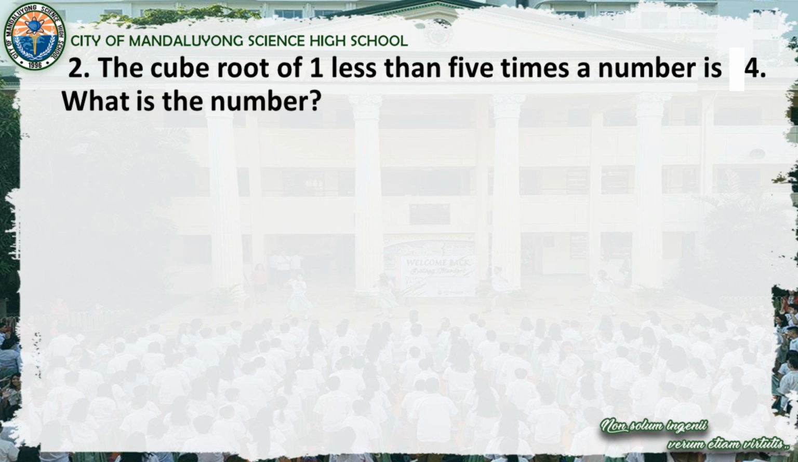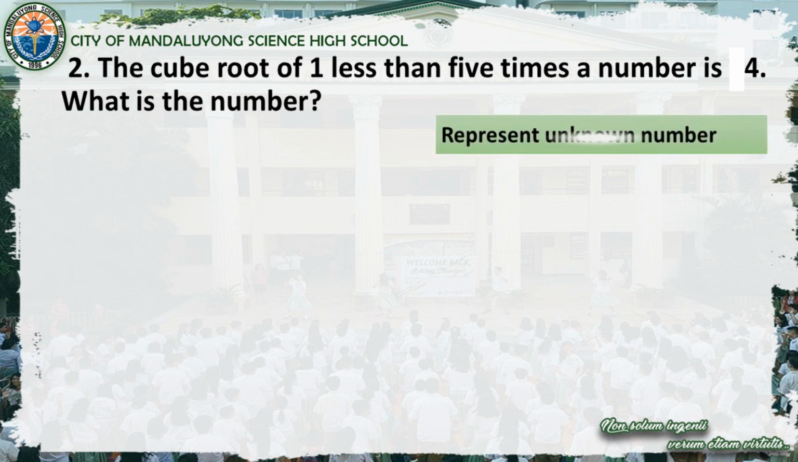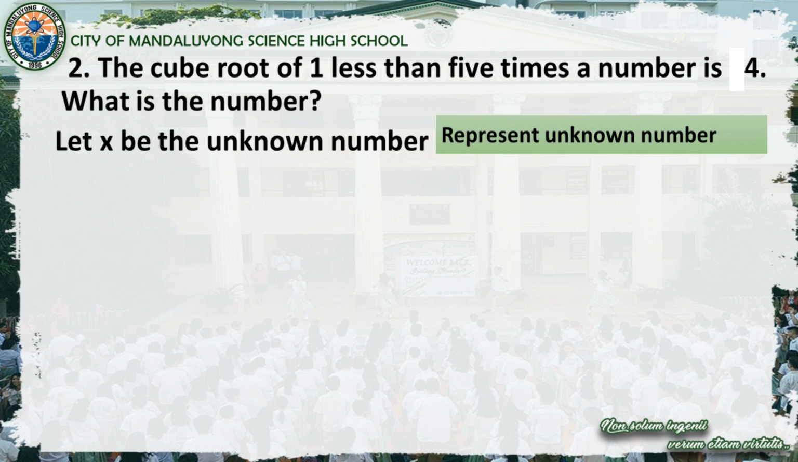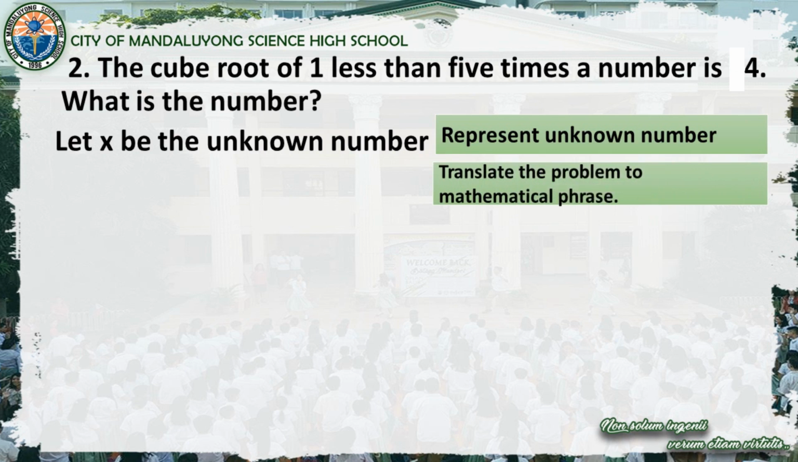Problem number 2. The cube root of 1 less than 5 times a number is 4. What is the number? Again, represent the unknown number. So once again, let x be the unknown number, and then translate the problem into mathematical phrase or working equation. So we have cube root of 5x minus 1 is equal to 4.